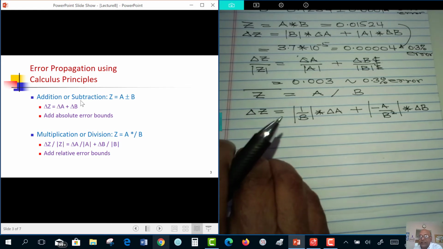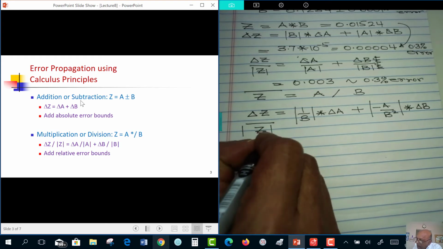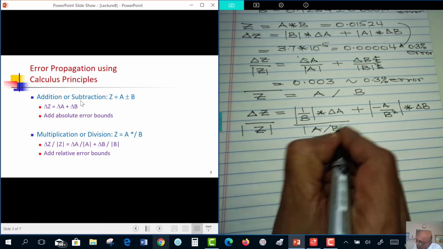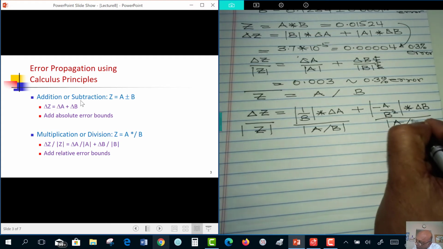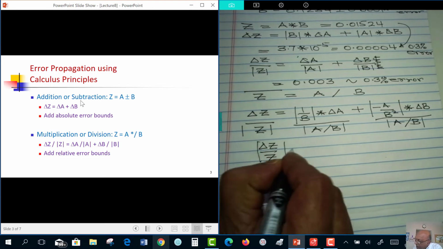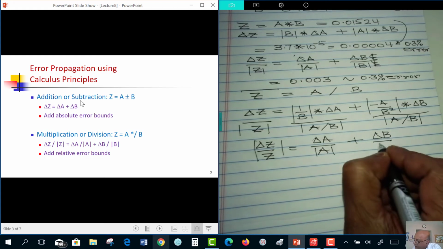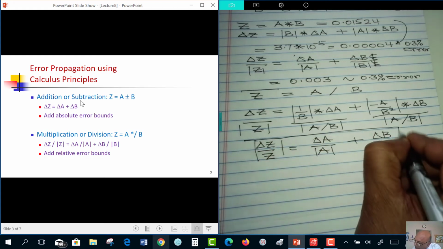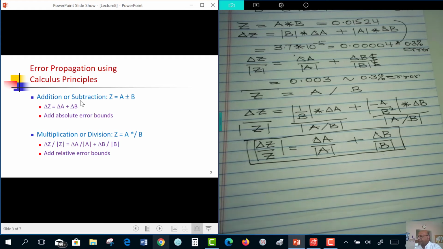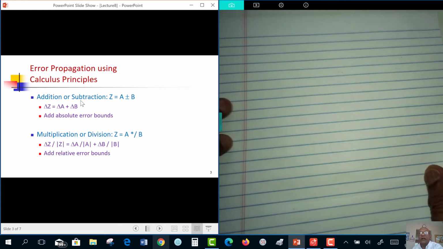Just again, we are going to calculate delta Z in a moment. But let's divide everything by Z. So we are going to divide this by A over B, divide this by A over B. So interestingly, we'll get delta Z over Z is again delta A over A plus delta B over B. So in division again, relative error bounds add up.